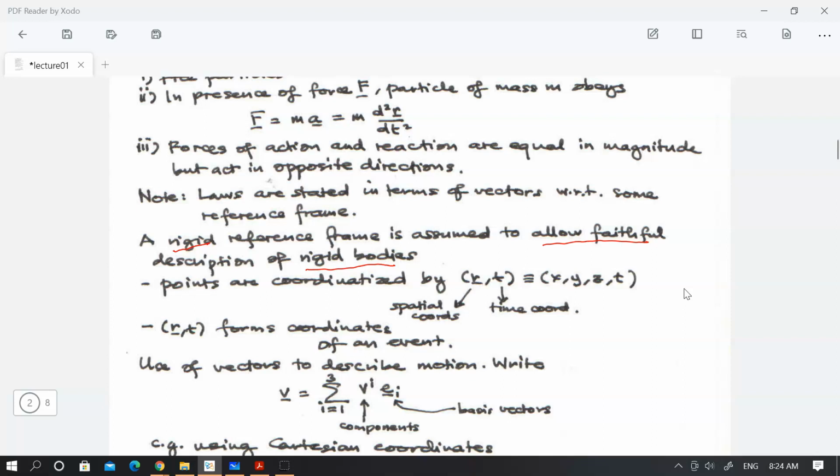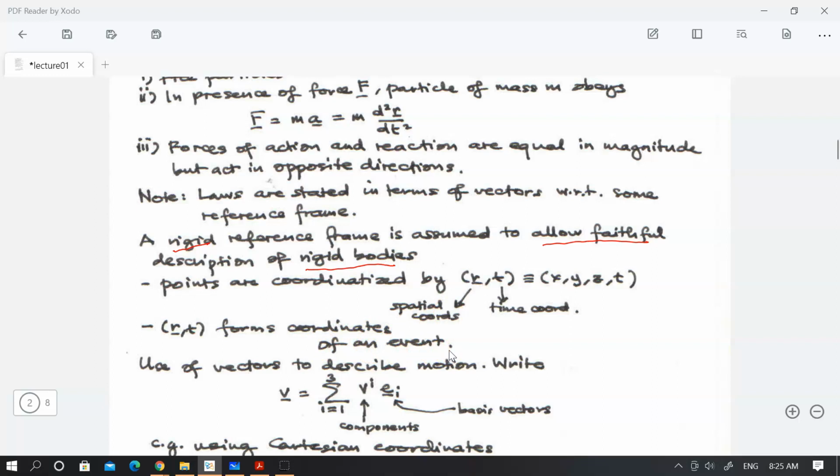So your reference frame in relativity is not really observing this rigidity, okay. So in the reference frame, the points of the rigid bodies will be coordinatized by, say, spatial coordinates and also the time, okay, when you do the particular observation or measurement. And we call this R and T, okay, the coordinates of an event. Okay, this is going to be relevant.